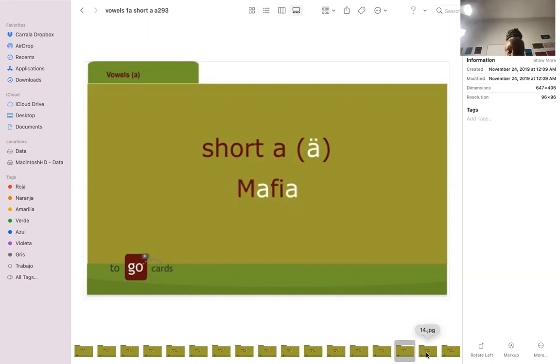Mafia, mafioso, padrino, dachshund, like a dachshund hound. I think that's how you pronounce it. Let me see. Let's move a little bit.